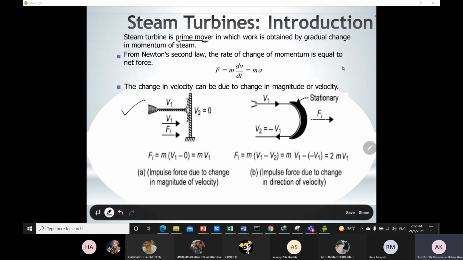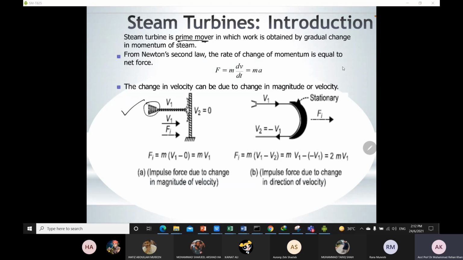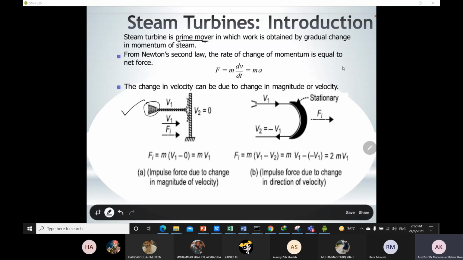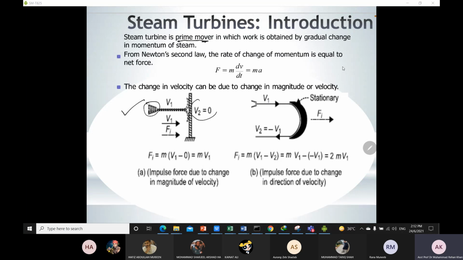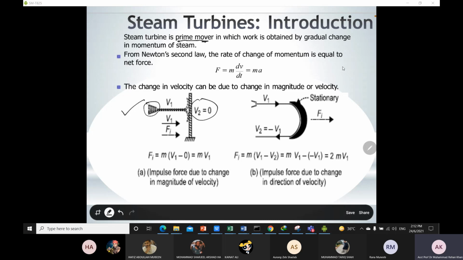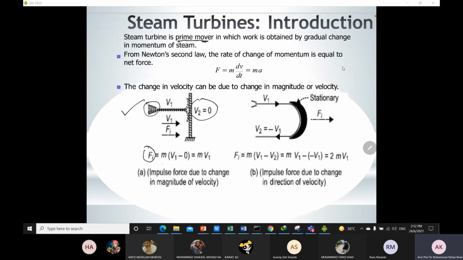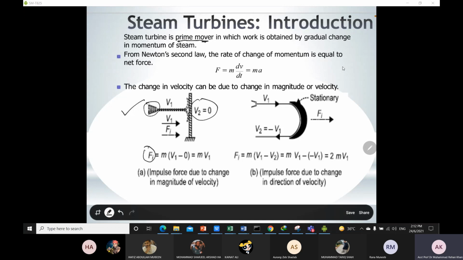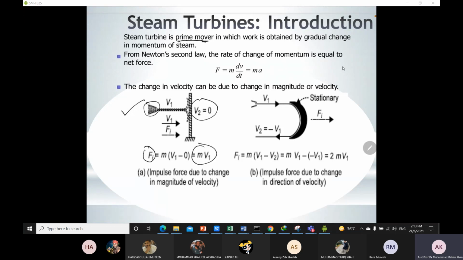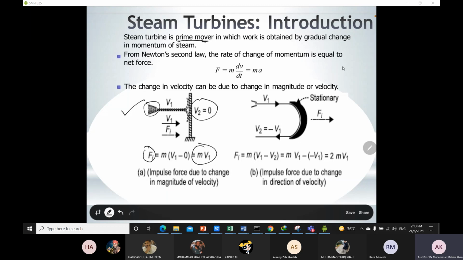Okay, so a stationary wall, and there is a nozzle, and some fluid is coming out of it with some velocity v1, and v2 is equal to 0 because it's a stationary wall. So in this case, we can notice the impulse force. Impulse force is basically m into change in velocity. So for the stationary wall, we have m into v1.